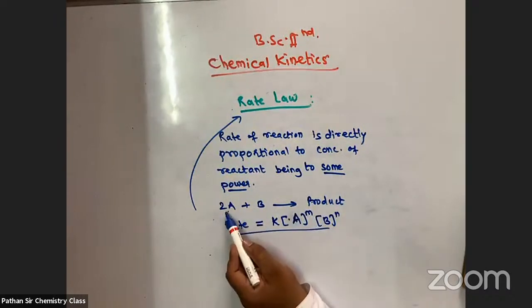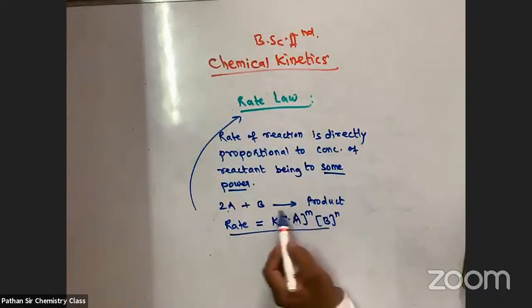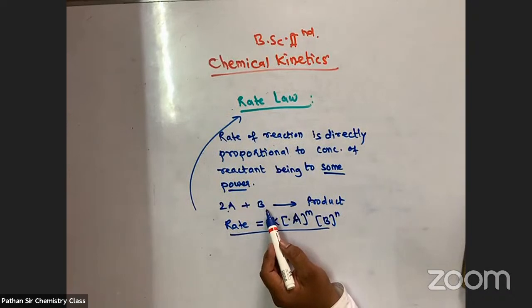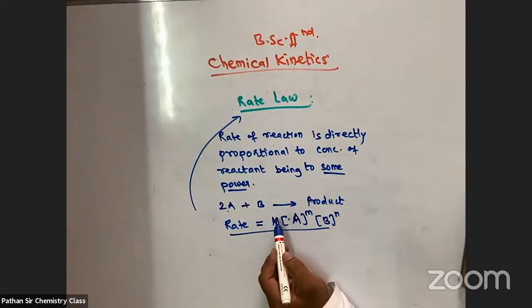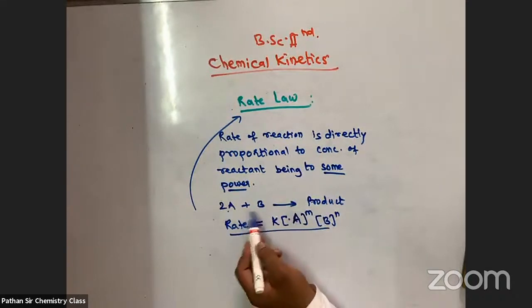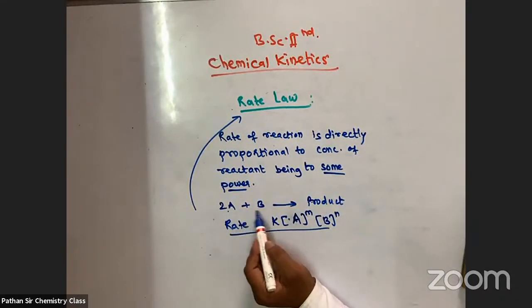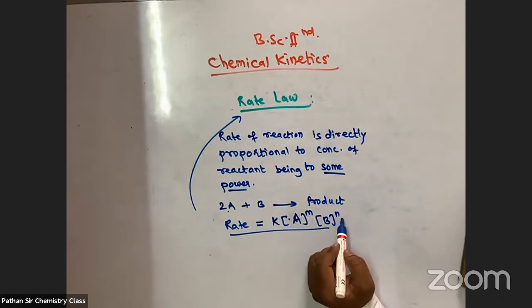Here M is not equal to 2, or here N is not equal to 1. M and N will be determined experimentally. You cannot find them out just by looking at the balanced chemical reaction; you have to find them using an experimental method. After doing the experiment, you can find out the values of M and N.